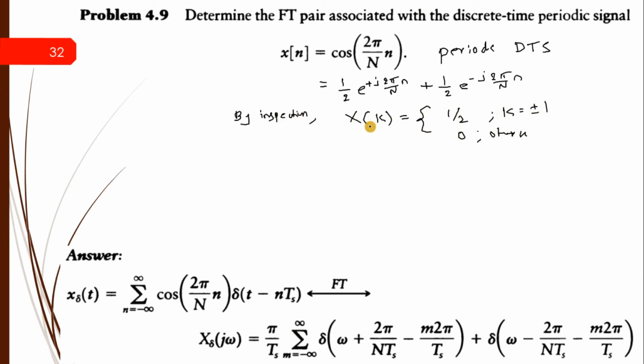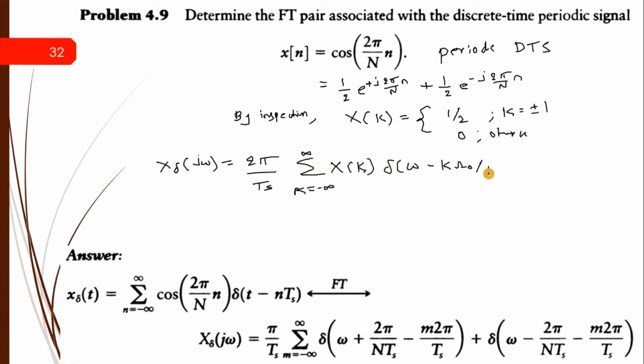Okay, so now what we are supposed to do is take the recently derived equation. The equation goes like this: x delta of j omega is equal to 2 pi by ts summation k is equal to minus infinity till infinity capital X of k delta of omega minus k omega naught divided by ts. This is a standard equation. Now in place of x of k, I substitute 1 by 2. So 1 by 2 and this 2 cancels. Pi by ts is remaining.